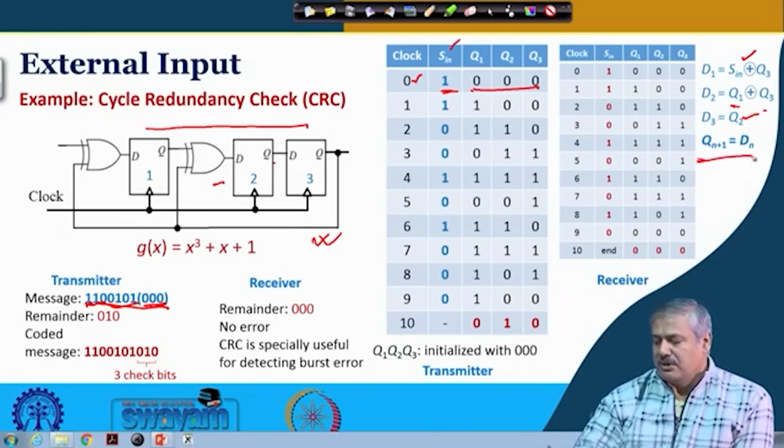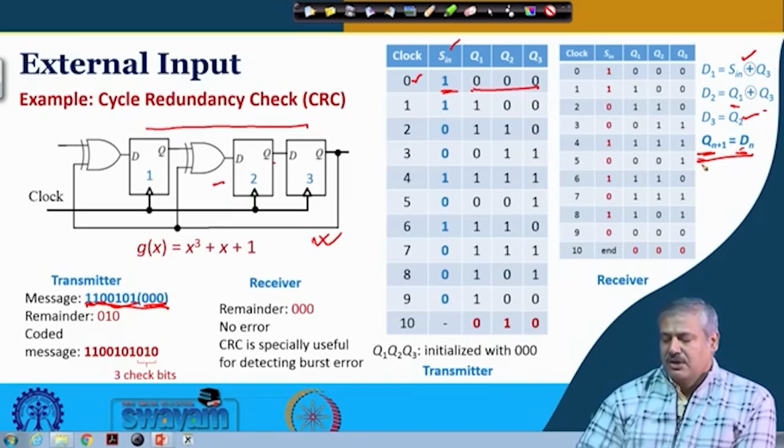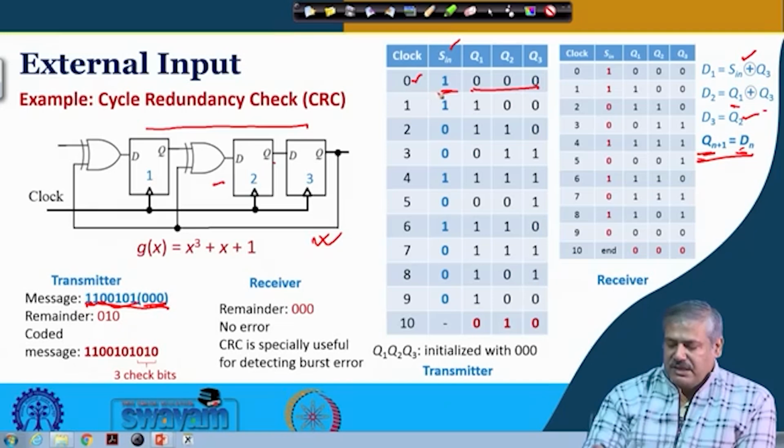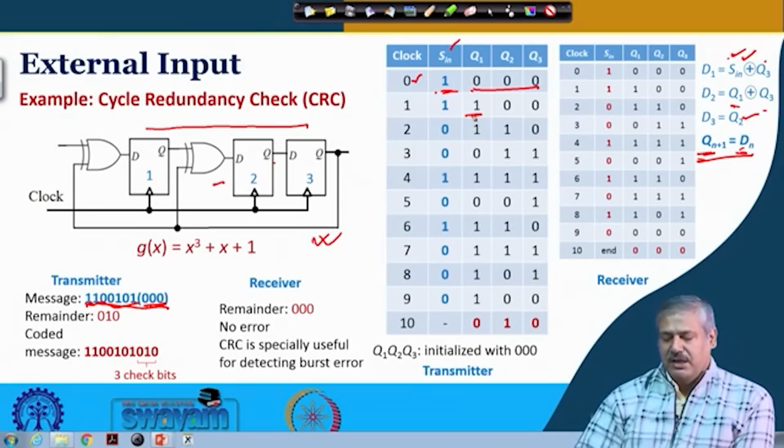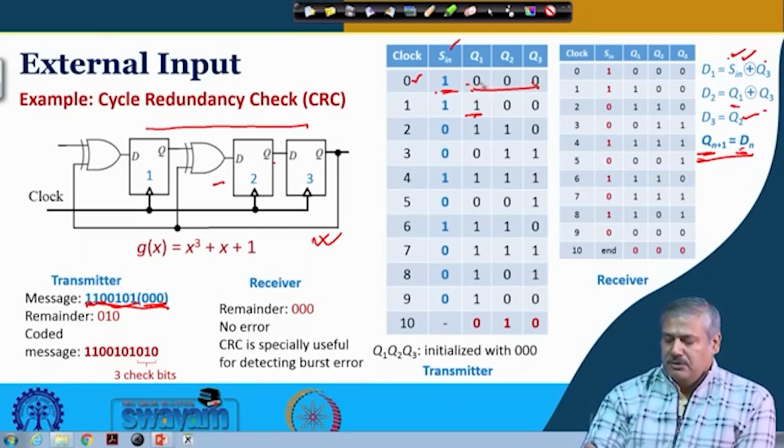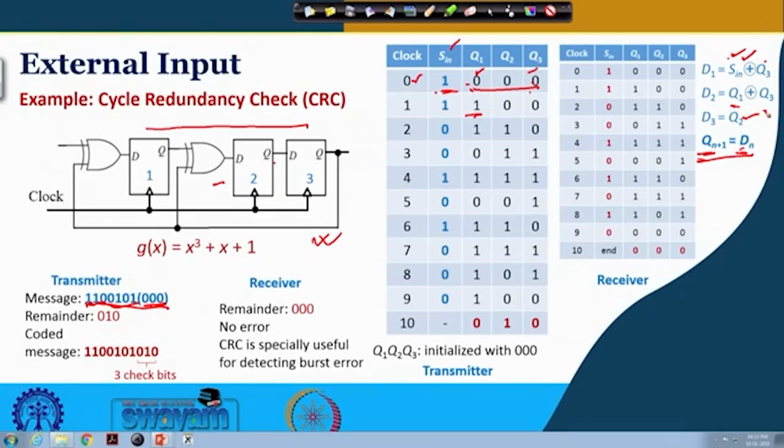And always we know for a D flip flop, whatever is the Dn becomes the Qn plus 1 value on the next clock. So, we can examine it in this manner. In the first case, serial in is 1 and Q3 is 0. So, the value is 1, right. So, what will go to Q1 in the next clock is 1. Then Q3 and Q1 XORed is 0.